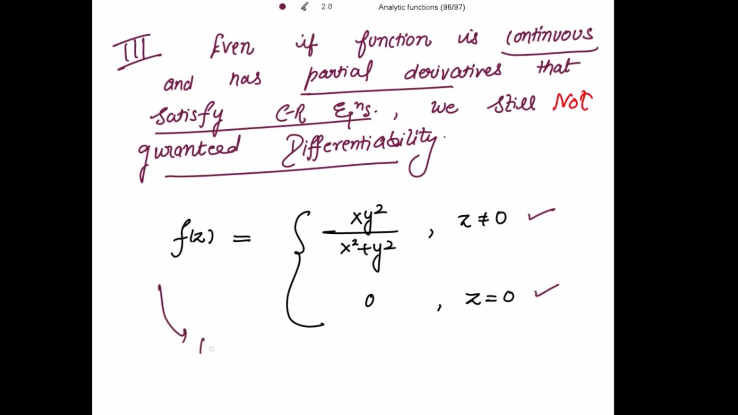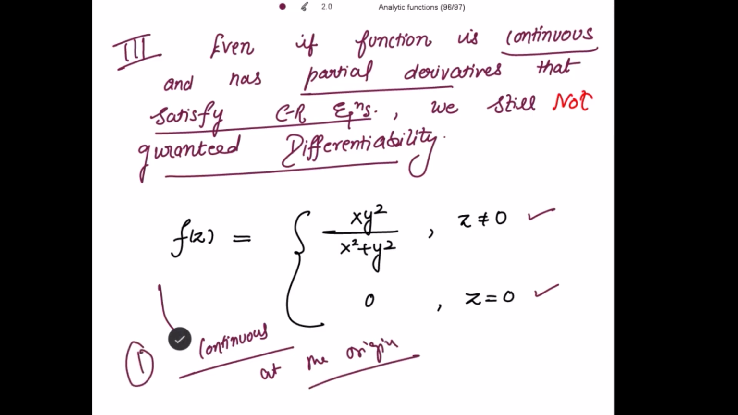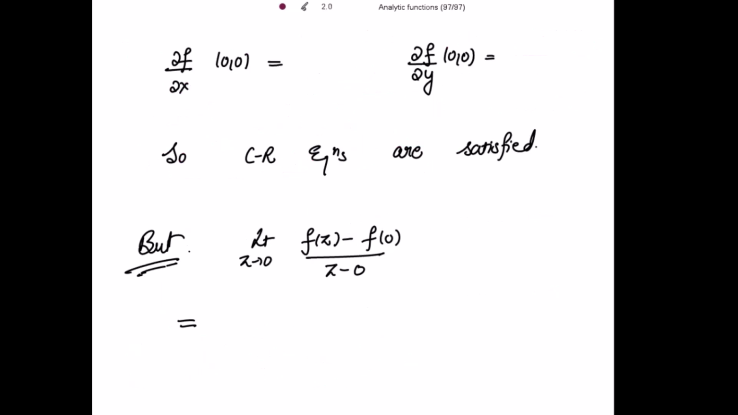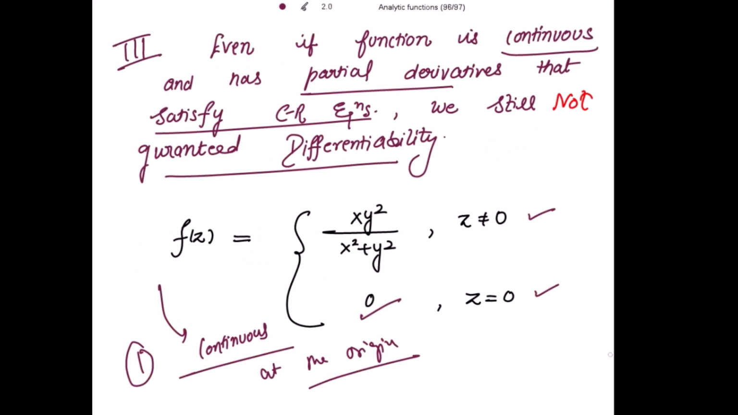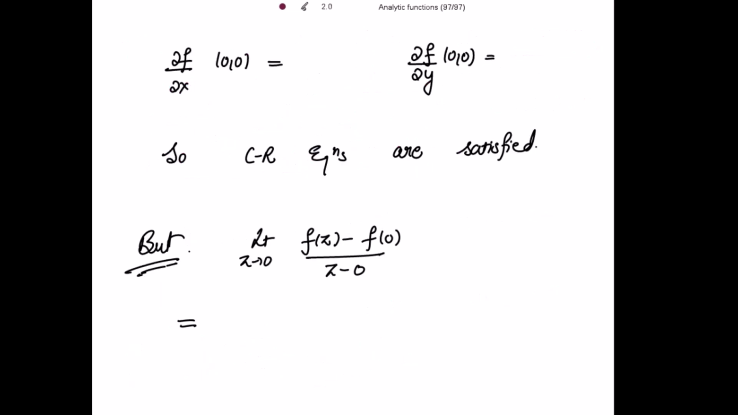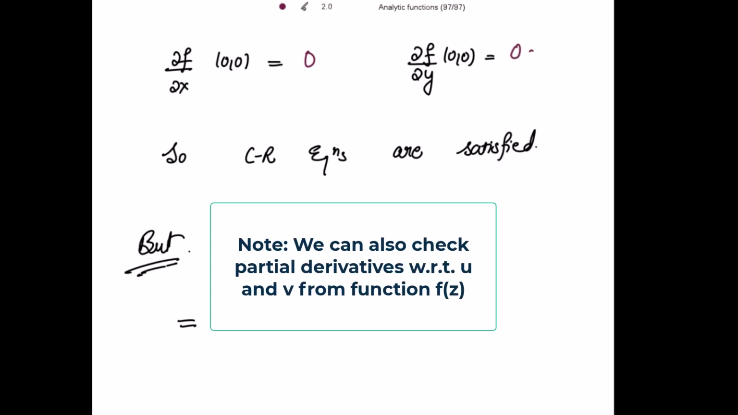Now this function is continuous at the origin. You can prove this. I have already proved this in the previous videos. You can check from that. First point: it is continuous at the origin. Second, let's check whether the Cauchy-Riemann equations are satisfied or not. The partial derivative of f with respect to x at the origin is 0, right? Because f(z) is 0 at z equal to 0. And also the partial derivative of f with respect to y at the origin is 0. So the Cauchy-Riemann equations are satisfied.